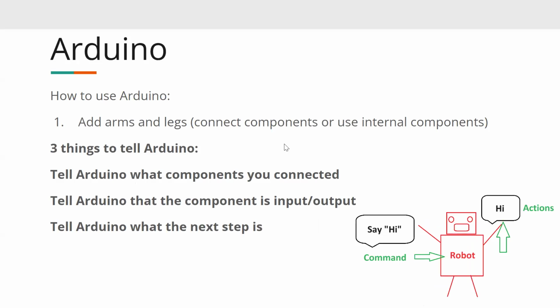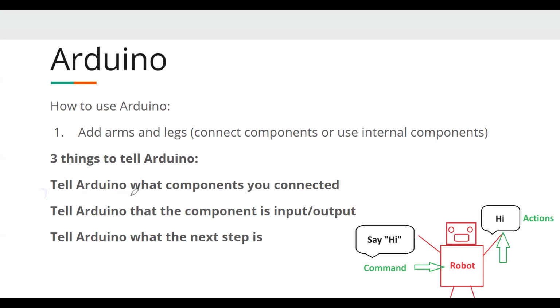Then in this video, we need to tell Arduino 3 things. The first one is we need to tell Arduino what components we connect, which means if we connect a light bulb on Arduino, then we need to tell Arduino we connected a light bulb.